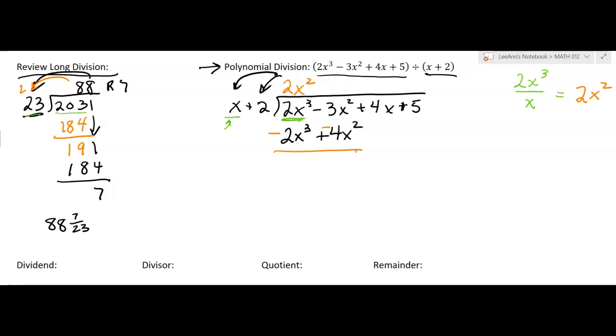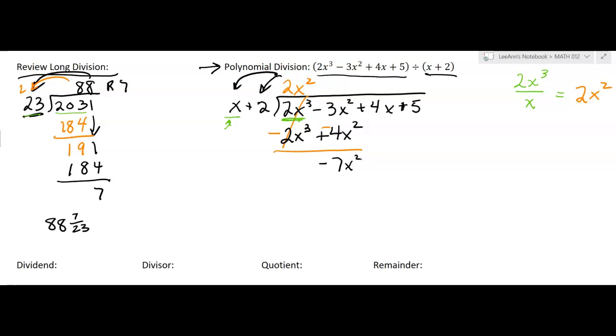So don't forget to distribute that minus sign. That's a common mistake. Okay, so these cancel out, 2x cubed and minus 2x cubed. Those are out. And then now I'm going to have negative 3x squared minus 4x squared. That's going to be negative 7x squared.